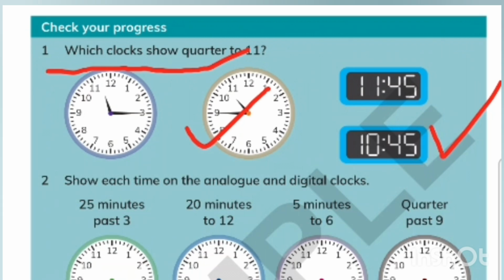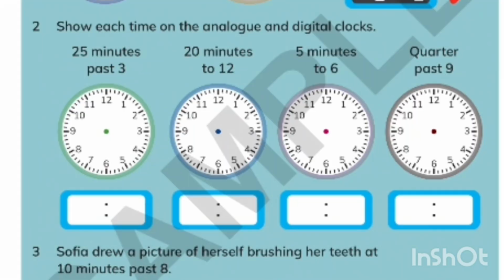Now another question, and the last two questions are remaining. Okay, now question number 1 is completed. Now we are moving towards question number 2. Show each time on analog and digital clock. 25 minutes past 3. Past means the time which has gone. So we will write 3:25. It means that 25 has gone.